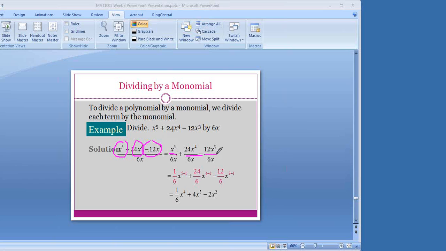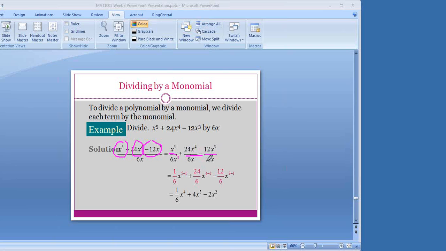And then all you have to do is remember the exponent rules that we've already talked about, how to reduce a fraction, which you've already learned, and it really won't be too bad. So I've got x to the 5th over 6x, which means 1/6 x to the 4th, because that's an understood exponent of 1.